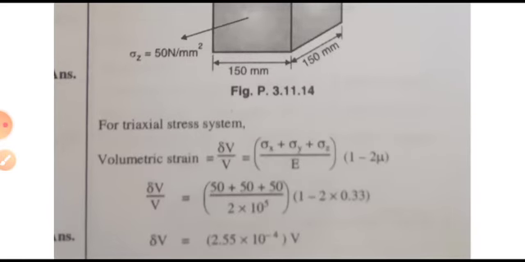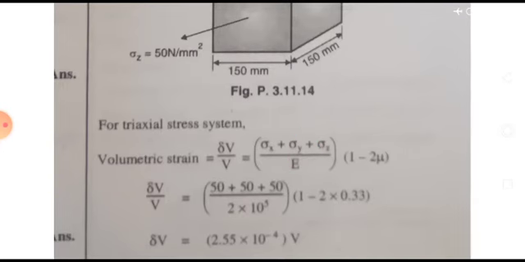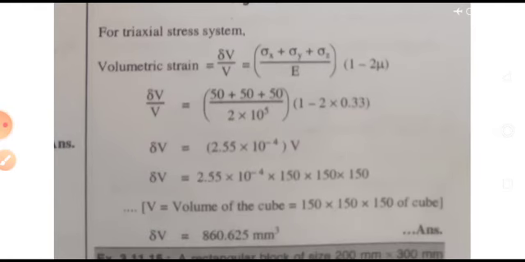Let's write down. This dV upon V is what? The sum of stress in all directions upon E, into (1 minus 2 mu). Actually this is K. So let's start with that: (sigma x plus sigma y plus sigma z) upon E into (1 minus 2 mu). So put in all these values.